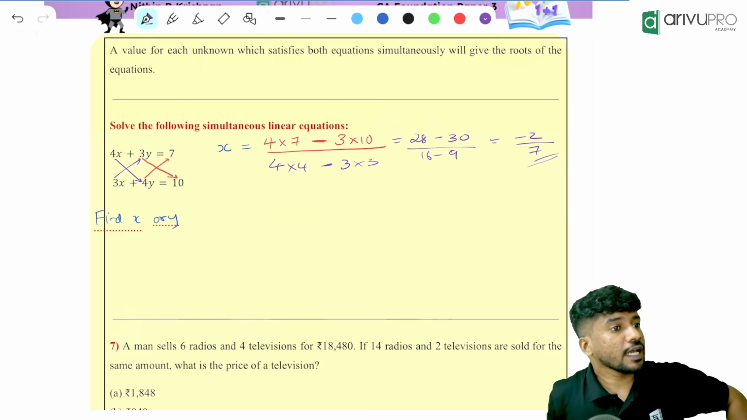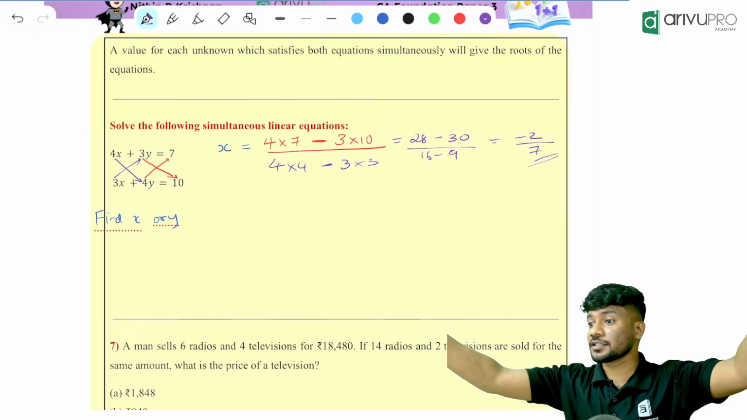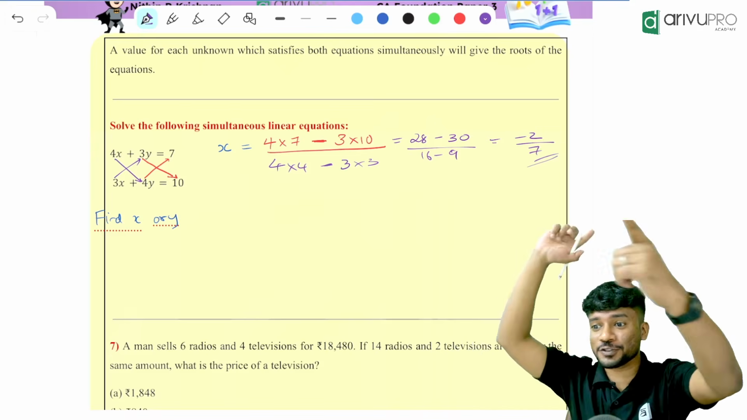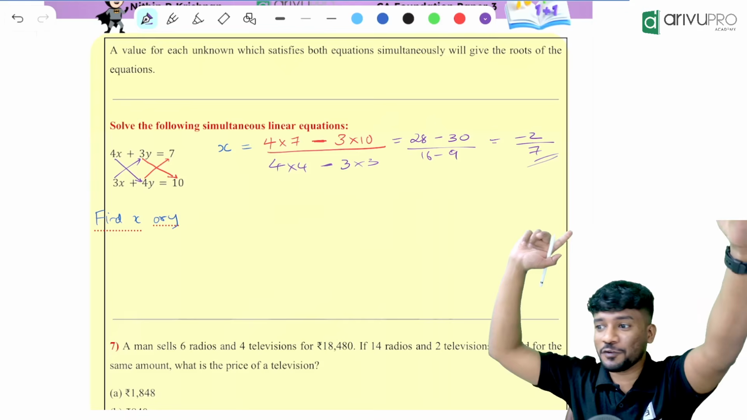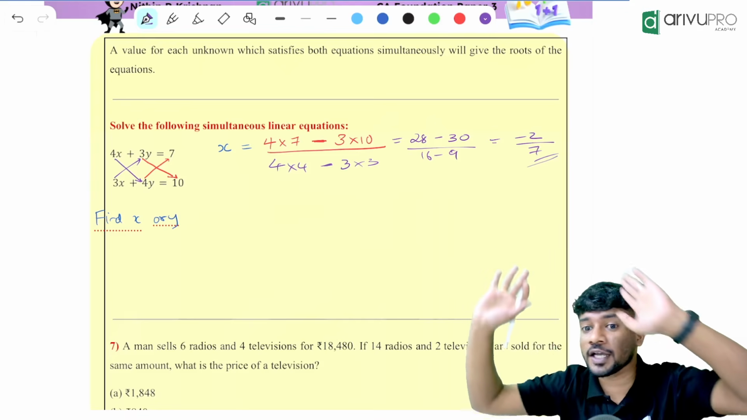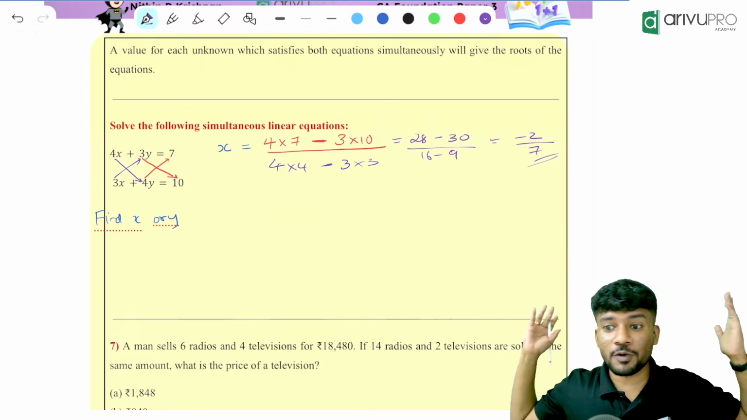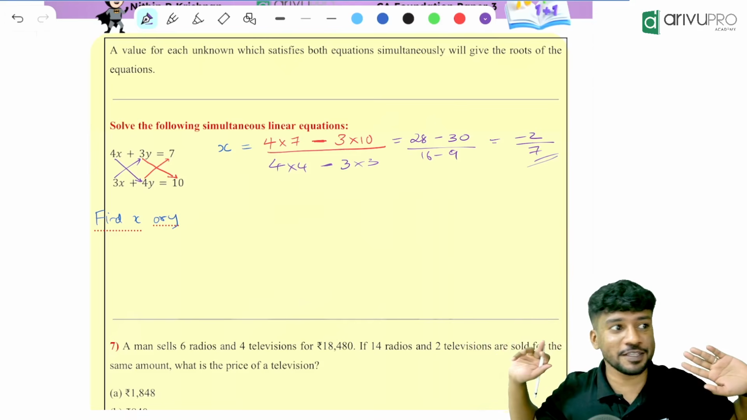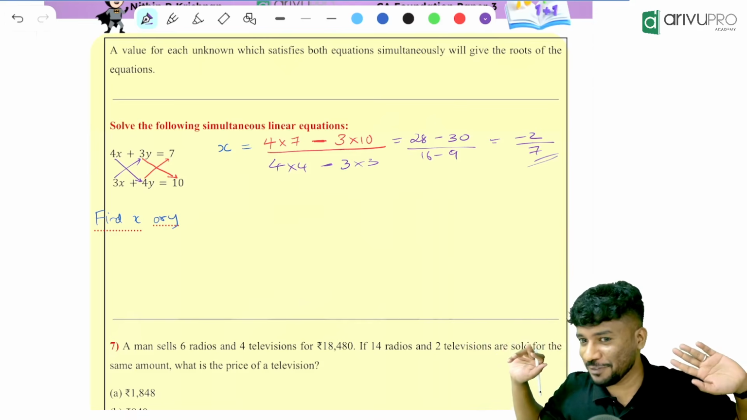Now, can we do the elimination method? Yes. I told you in the beginning, if you want to use the elimination method, do that. If you want to use the substitution method, do that. Now, when the values become complicated, will you go for the elimination method? No. Will the value become too much?